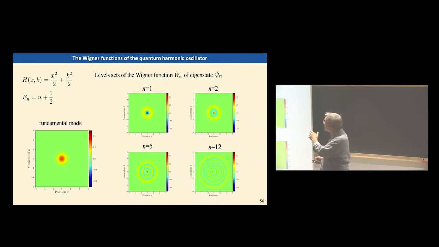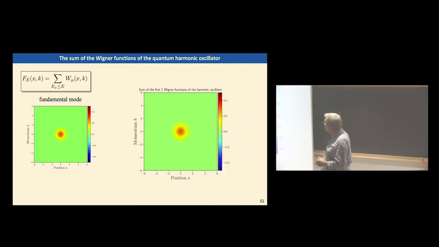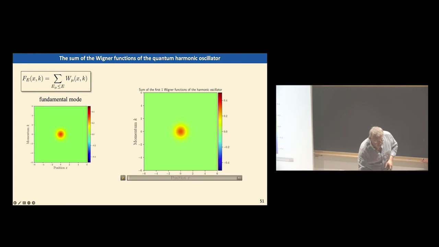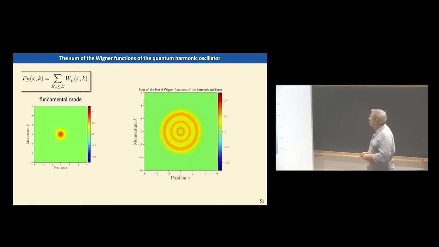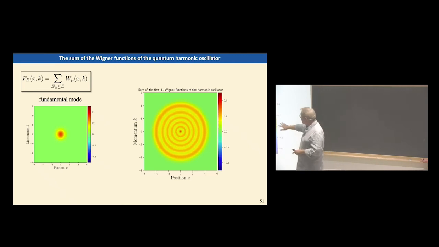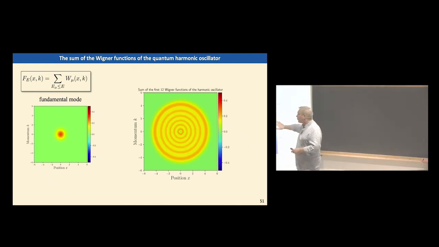This is the Wigner function in the case of the harmonic oscillator. This is the fundamental mode, n equals 1, 2, 5, 12. You sum the Wigner functions up to energy E, and you look at what it looks like. If you smooth out this picture, you have ripples at the size of the difference of two energies, but what you have is something that will be almost constant, and which decays after k squared plus V equals E.